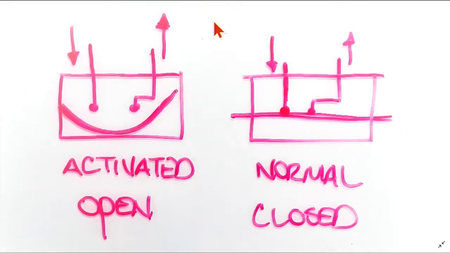This is a basic example of how this switch works. When closed, normal, the current can flow in and out. When it is activated or open, current cannot flow in and flow out. This switch is used in series. So let's take a look at the next diagram.